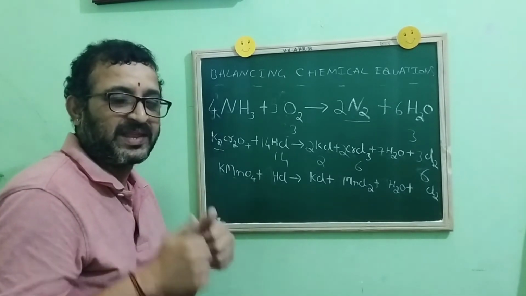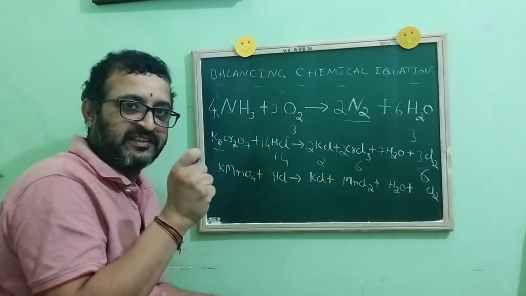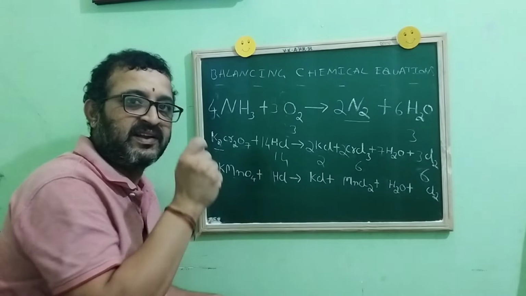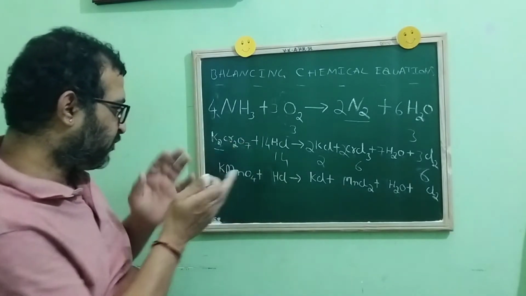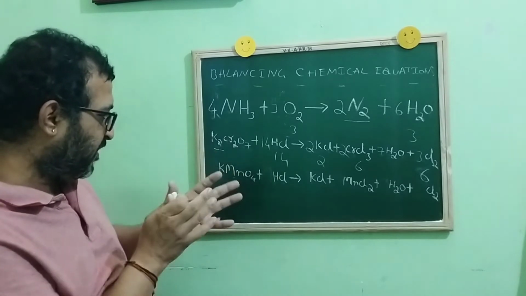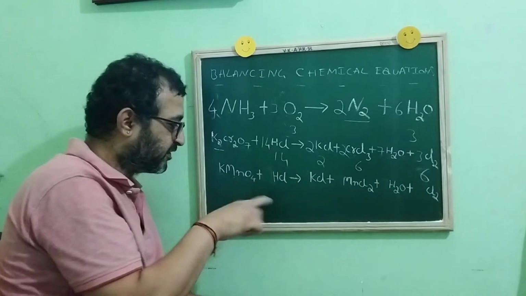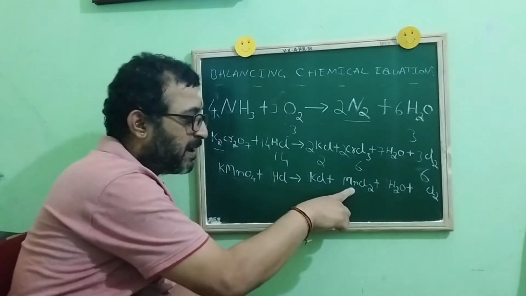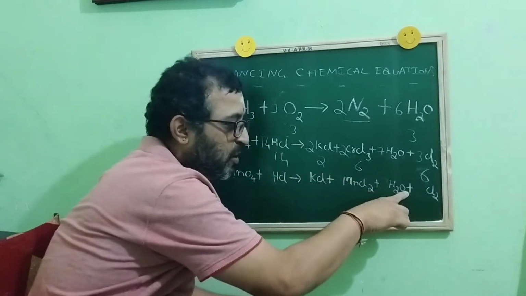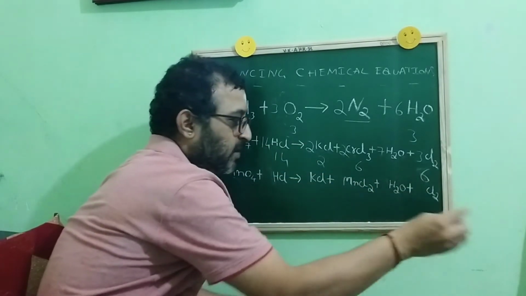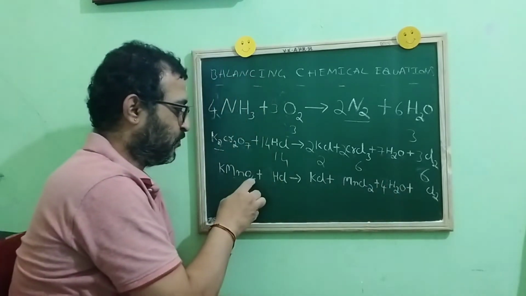Okay, children, we'll proceed with equation 3. Potassium permanganate reacts with HCl to produce KCl, MnCl2, water and a greenish yellow gas Cl2. How to balance this one? It's very simple. When you just look at the equation, it is understood that potassium 1, balanced. Manganese 1, balanced. Oxygen 4, here we have how many oxygen? 1. So what I'll do is that I'll make it 4. 4 1s are 4, 4 1s are 4.